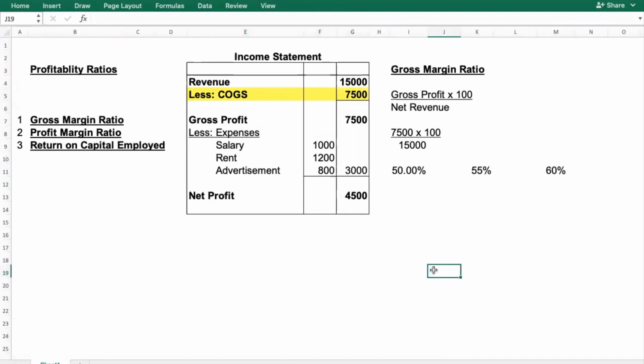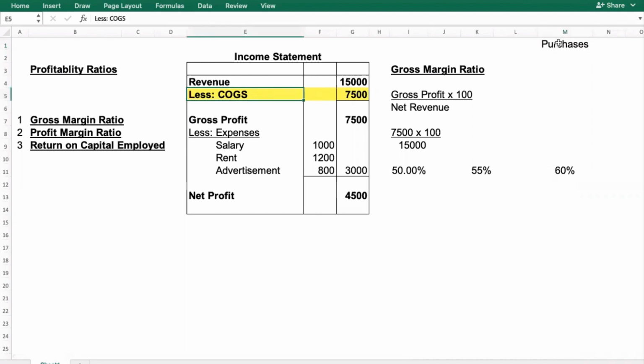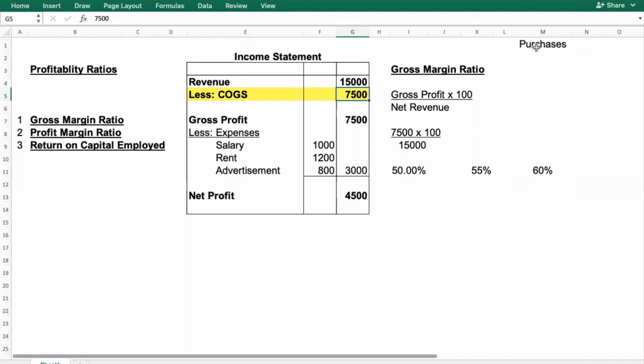Okay, so to calculate cost of goods sold, we have purchases and purchases returns. Now can we focus on purchases? So we know purchases is part of cost of goods sold. If I reduce my purchases cost, then cost of goods sold will also be reduced, right? Now how to reduce purchases?